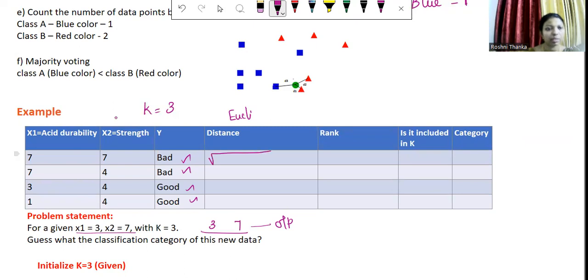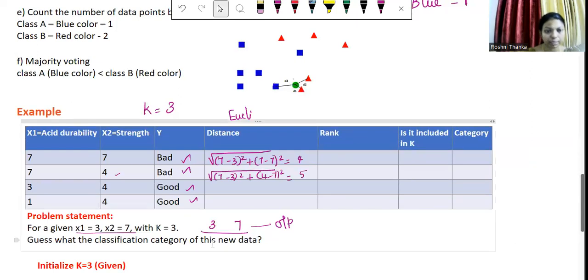How will we find the square root for the value 7 comma 7 with 3 comma 7? 7 minus 3 the whole square plus 7 minus 7 the whole square. If you calculate, the answer for this is 4. Similarly, for the next point, 3 comma 7 with 7 comma 4, what is the value? 7 minus 3 the whole square plus 4 minus 7 the whole square. If you calculate it, you will get the value as 5.